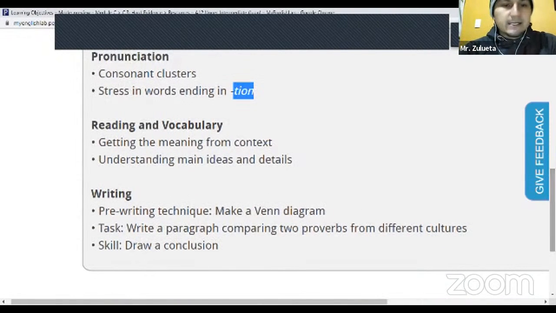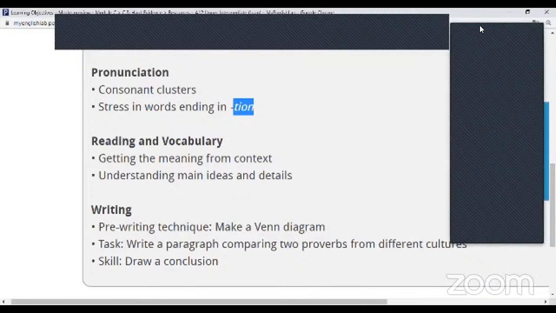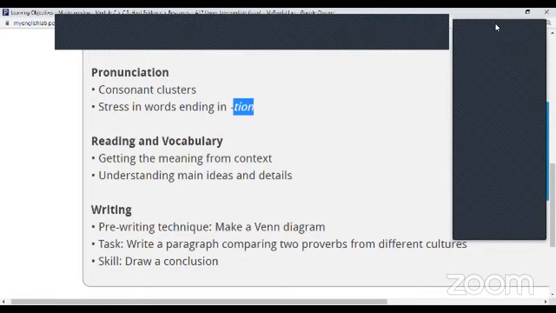My dear Oscar, can you read the reading and vocabulary and writing? Reading and vocabulary: getting the meaning from context, understanding main ideas and details. Writing: rewriting technique, make a Venn diagram. Task: write a paragraph comparing two proverbs from different cultures. Skill: draw a conclusion. Thank you very much, Oscar.